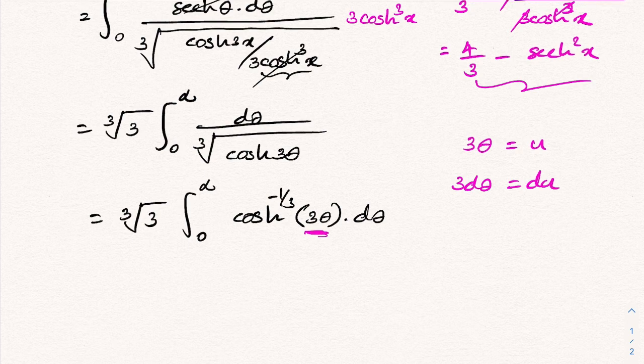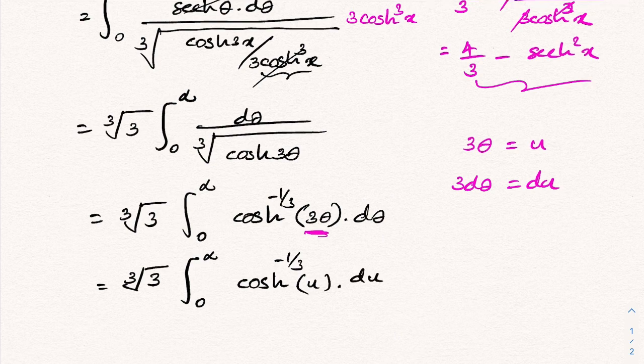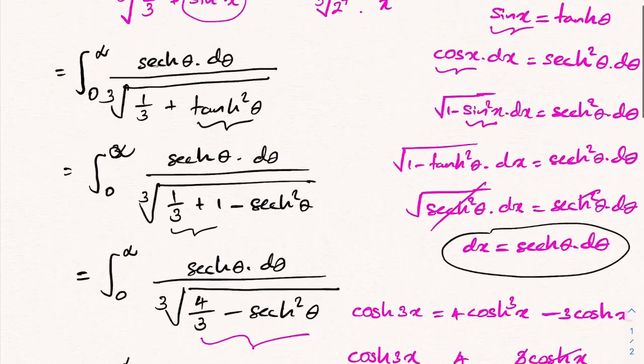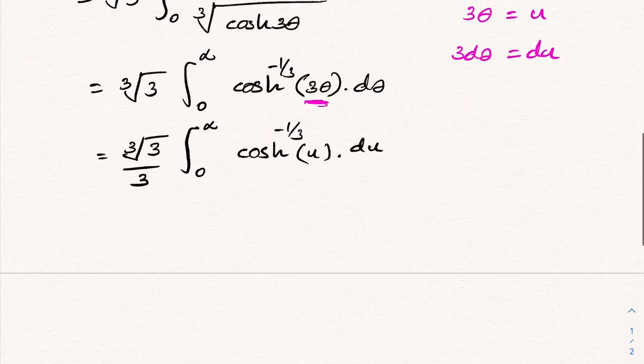Then we can plug in, so we have here cube root of 3, limit also 0 to infinity here, hyperbolic cosine raised to the minus 1 over 3 times theta. We know u, then d theta we know du over 3, so 1 over 3 we can write outside of the integral sign. Okay, now our integral I becomes 3 times square root of 3 over 3, integral from 0 to infinity hyperbolic cosine raised to the minus 1 over 3 of u du.